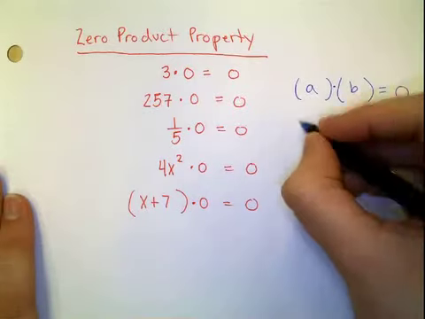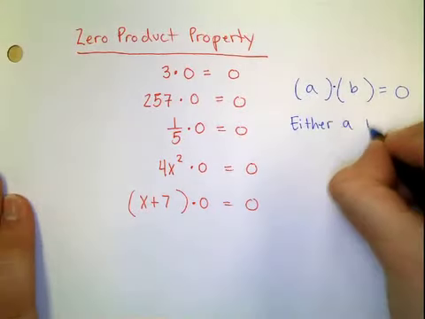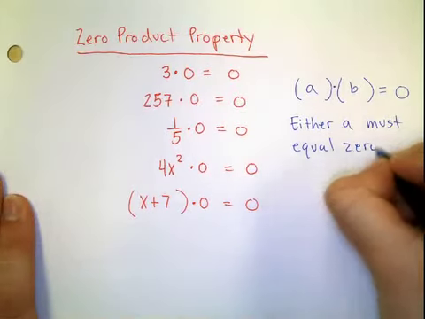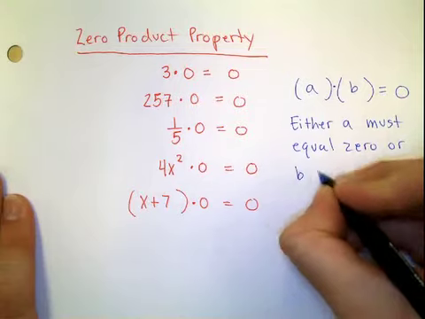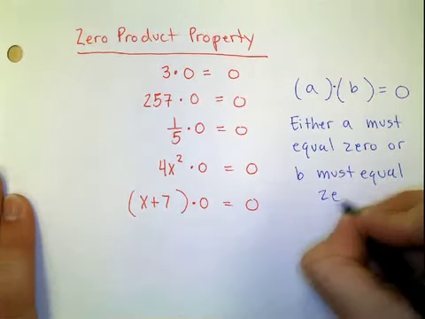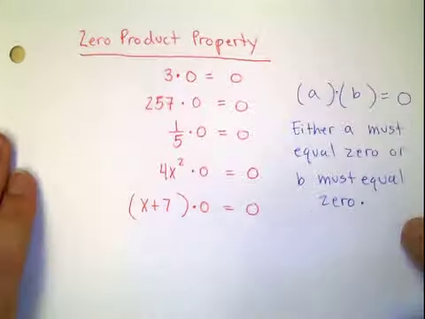So basically what we say here is either A must equal 0 or B must equal 0. Or maybe they're both 0. Who knows? One of them's got to be 0. That's where the factoring is going to come into play. We're going to talk about what happens when we have two parentheses equal to 0. So let's look at a problem here, and we'll come back to this zero product property and this parabola.